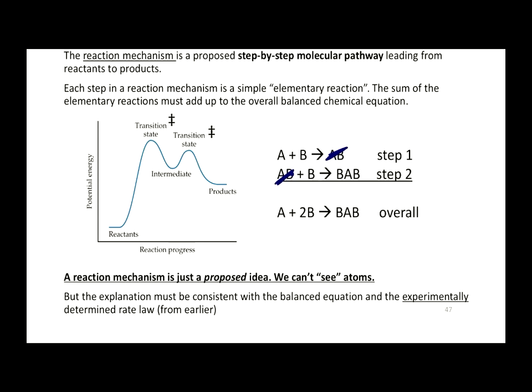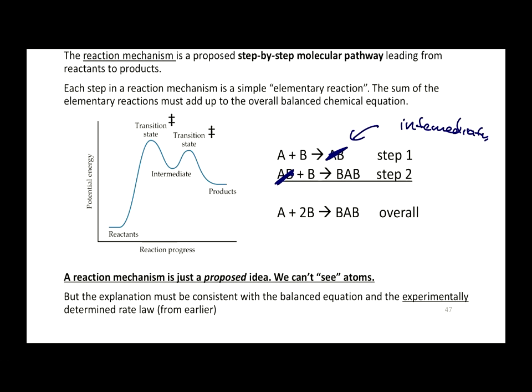So you see that AB is made, but then consumed, and it doesn't show up in the overall reaction, but it is in fact made. And so in this case, AB is an intermediate, because we canceled it out. It's made and then consumed in your reaction. And so you see how these things add up.